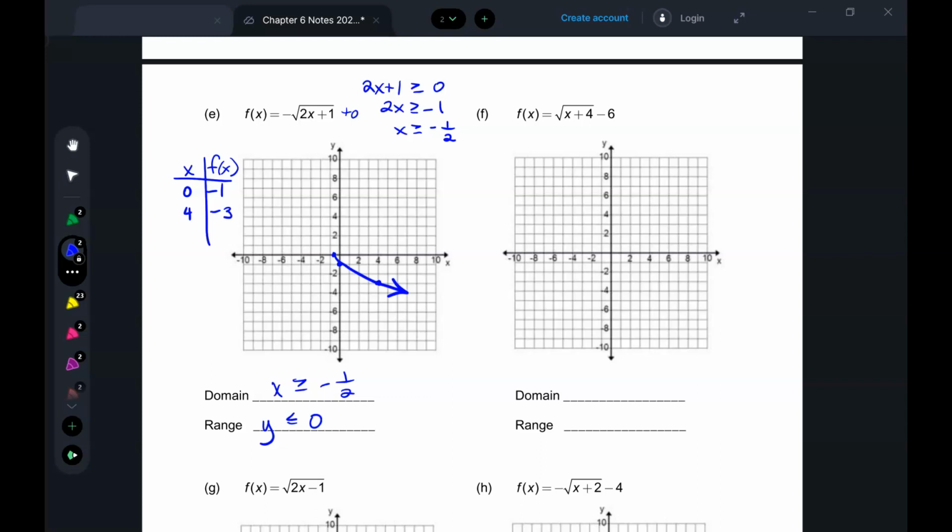So when it's outside the radical, it's easier because it's a lot easier to substitute in. And when you don't have any coefficients, those are the easiest. Okay, what's the next one?